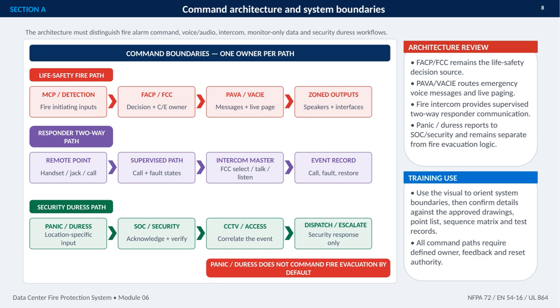Panic or duress inputs report to the Security Operations Center, where personnel acknowledge and verify the event, correlate it with CCTV or access information, and then dispatch or escalate a security response. The key boundary is that panic or duress does not command fire evacuation by default. For training and review, we should confirm every path against the approved drawings, point list, sequence matrix, and test records, including its owner, feedback, and reset authority.